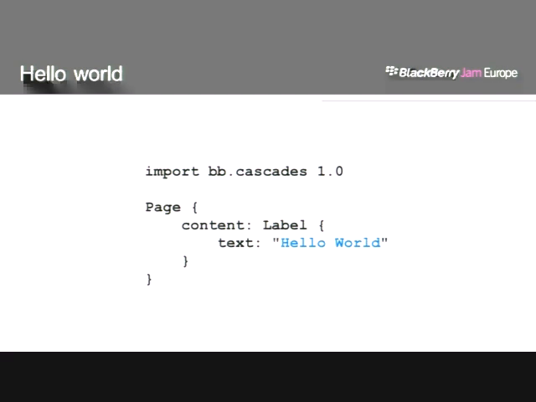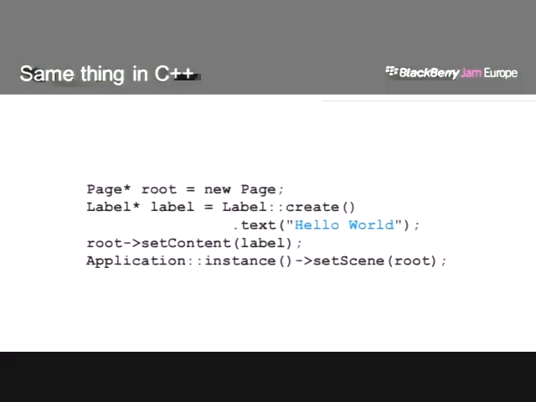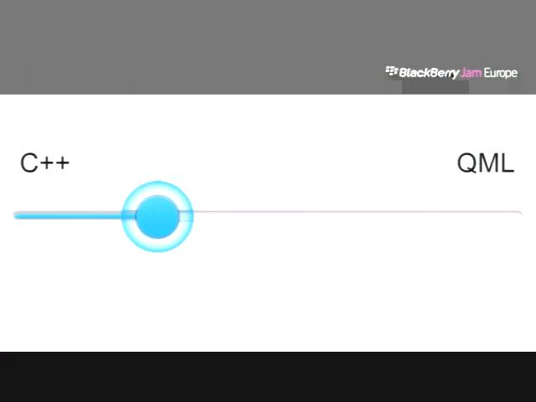You can, of course, do these things in C++ as well. And this is the C++ version of the exact same thing. You would go ahead and create the page control as the root node. You would create the label control and set the text, add that as the child node to the page control, and then give the scene to Cascades, and Cascades would render it. So as you can see here, you can do the same things in QML as you can do in C++ when it comes to the UI.